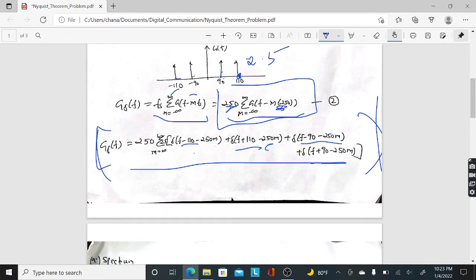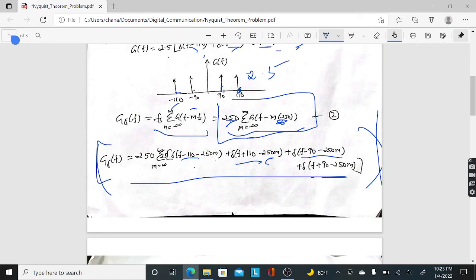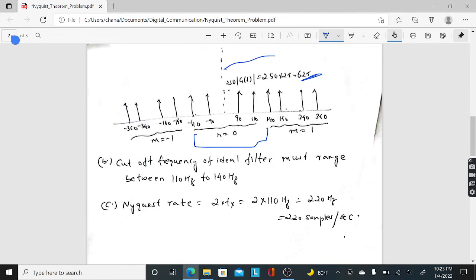Now when m is equal to 1, this is G(f − 250), so everything would be right shifted by 250. Minus 110 plus 250 is 140, 110 plus 250 is 360. So the four impulses will be at 140, 160, 340, 360. This entire thing is for m equal to 1. Similarly, when m equals minus 1, this will be left shifted by 250. So minus 110 minus 250 is minus 360, and 110 minus 250 is minus 140. So this entire thing is for m equal to minus 1, and so on. It continues. So this is the spectrum of the sampled signal.